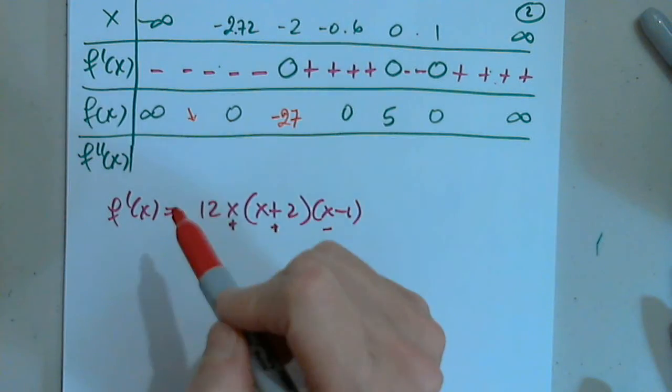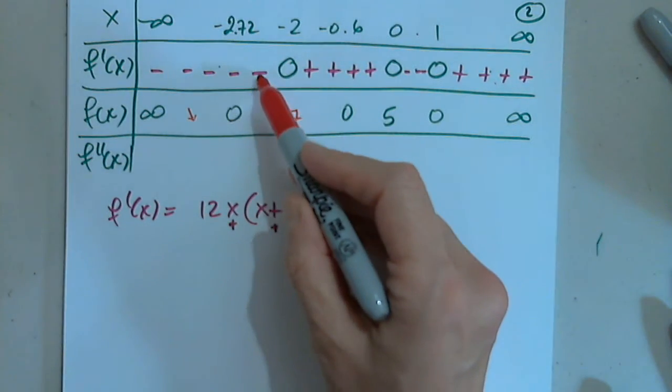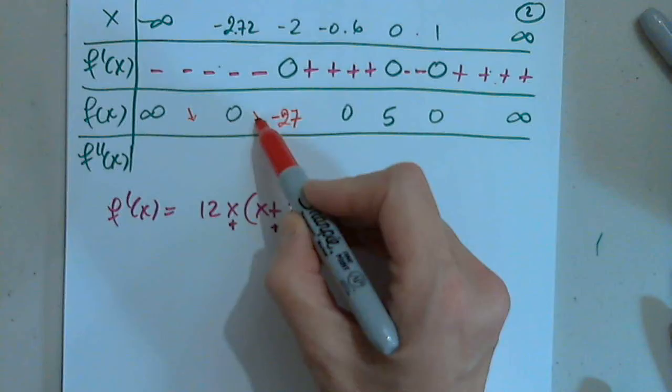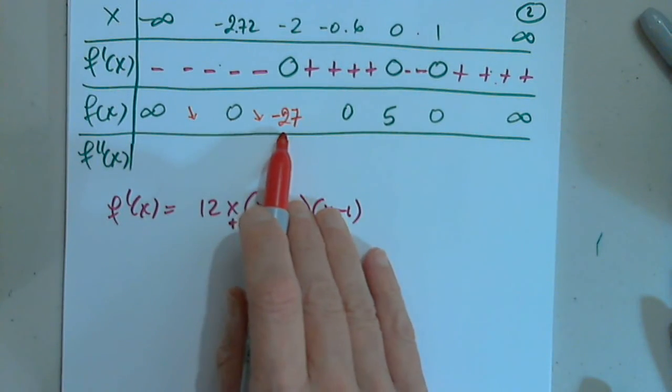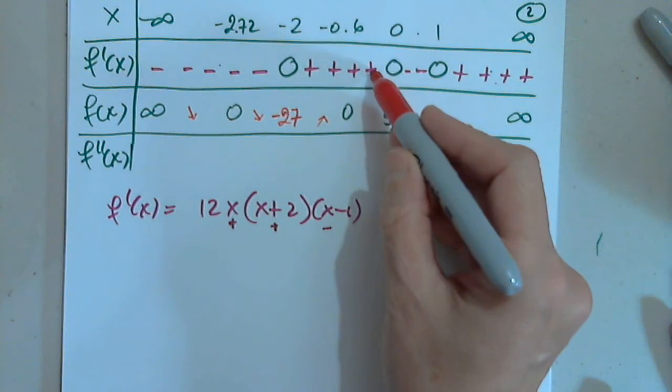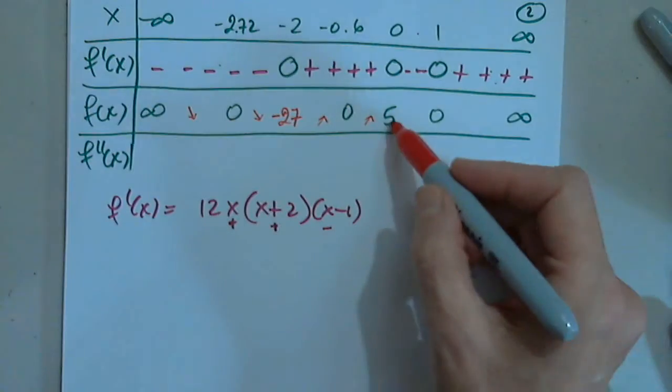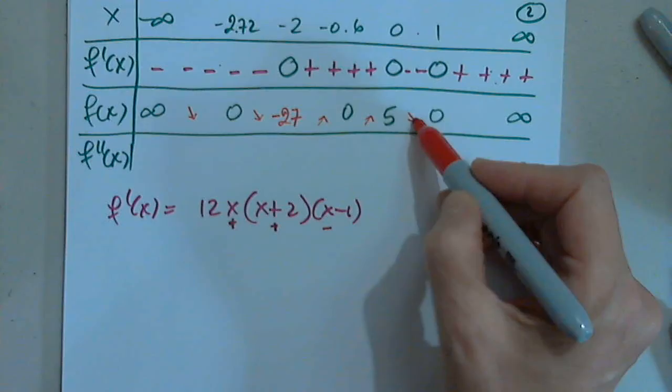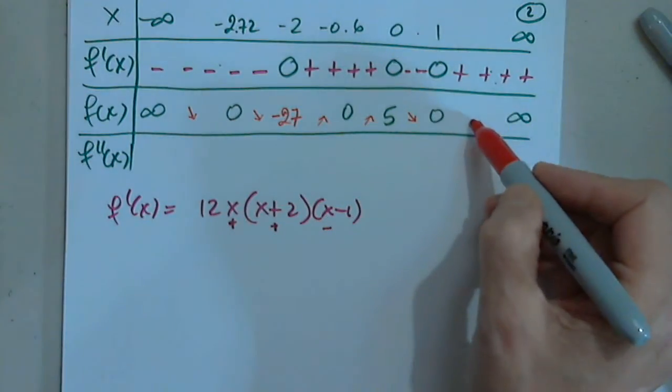Yes, it does. From 0 to -27, does it decrease? Yes, it's correct. From 0 to -27, it does. From 27 to 0, yes. From 0 to 5, yes, it's increasing. From 5 to 0, yes, of course, it's decreasing. And from 0 to infinity, yes, it's increasing.